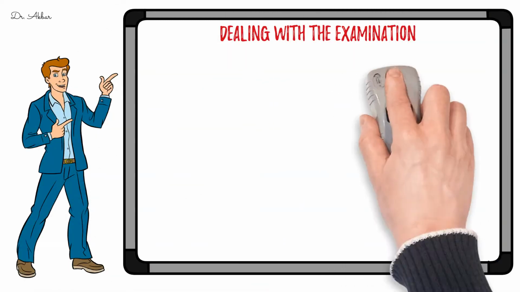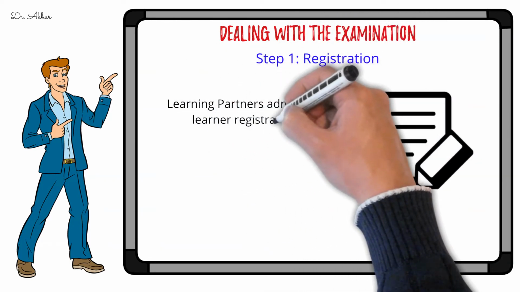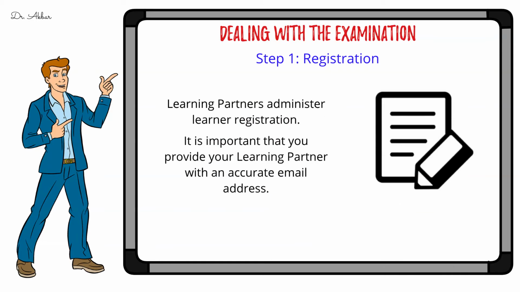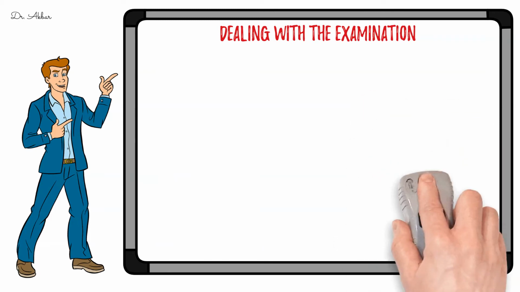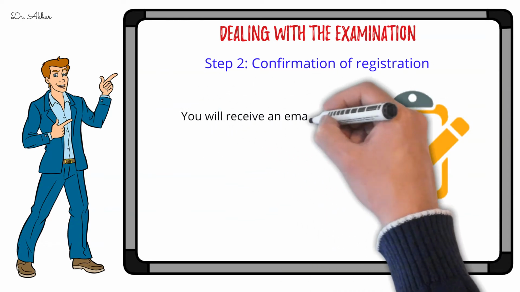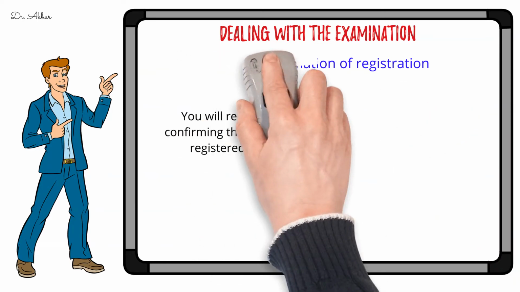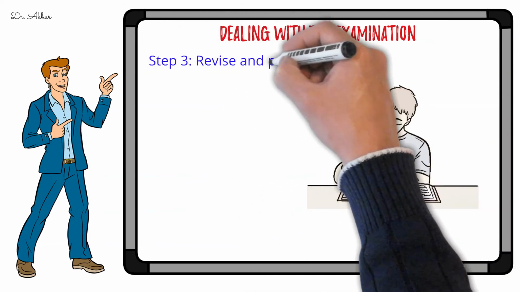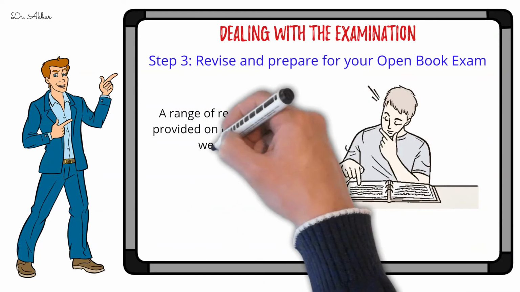Dealing with the examination. Step 1, Registration. Learning partners administer learner registration. It is important that you provide your learning partner with an accurate email address. Step 2, Confirmation of registration. You will receive an email confirming that you have been registered to an open book exam. Step 3, Revise and prepare for your open book exam. A range of resources is provided on the NEBOSH website.